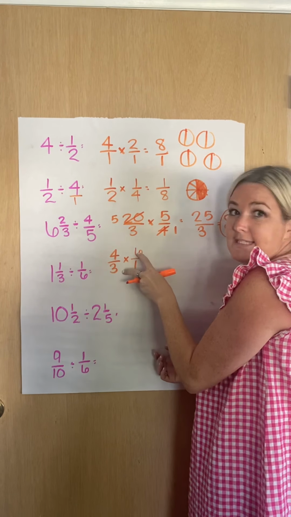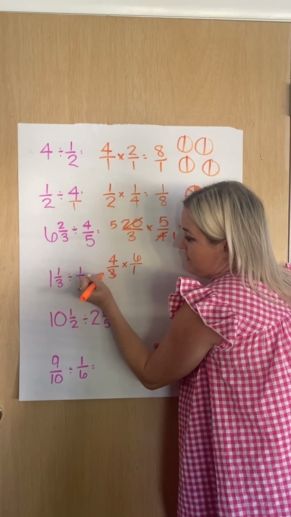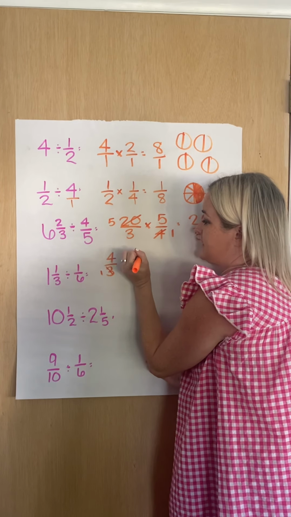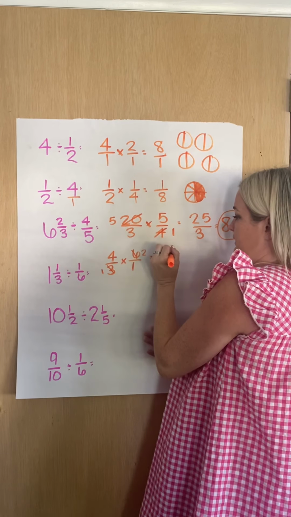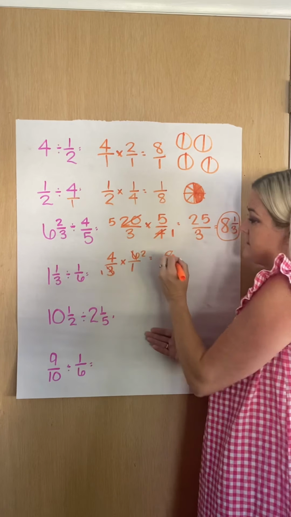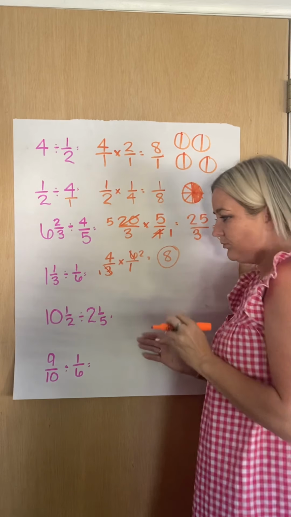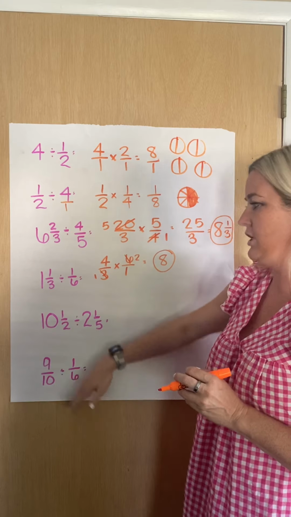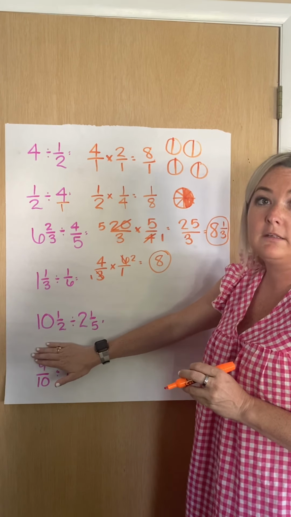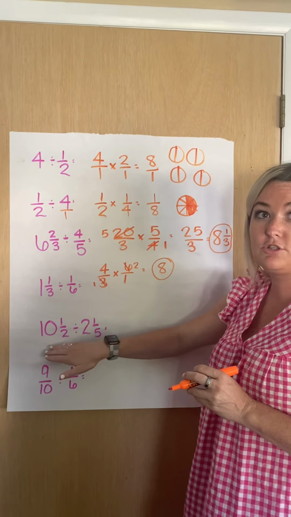So I'm going to look at my 6 and my 3. So 3 goes into 3 one time. 3 goes into 6 twice. 4 times 2 is going to give me 8. And 1 times 1 is 1, so my answer is just 8. All right, our final 2. So this one's a little harder because we have a lot more to do. So go ahead, press pause, and do this problem.